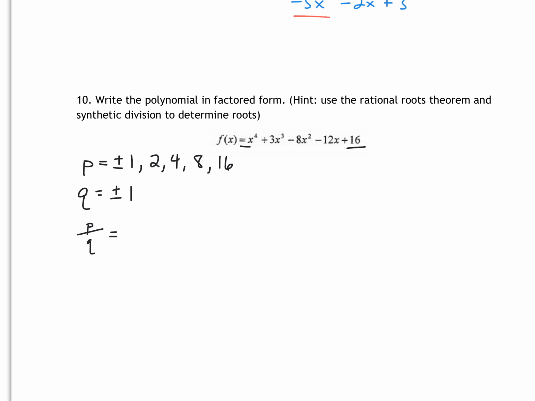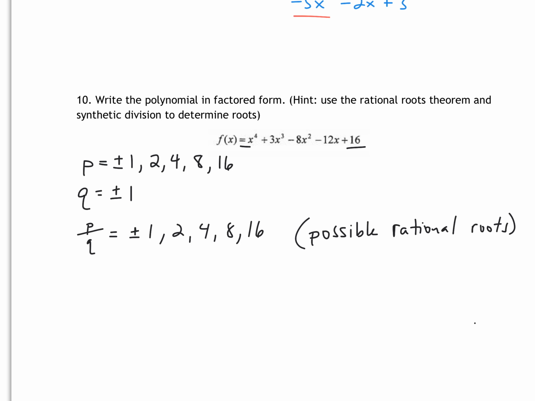Your p over q are all your possible rational factors that could exist in this polynomial. We just take the top and divide it by the bottom. Well, anything over 1 just remains itself. So really, we have the exact same factors: 1, 2, 4, 8, 16. These are, remember, our possible rational roots or factors.